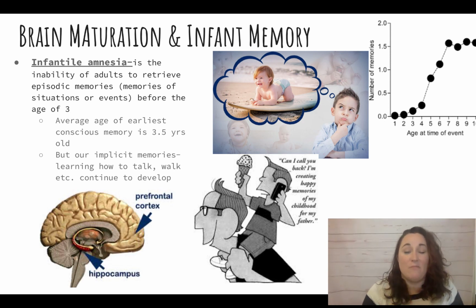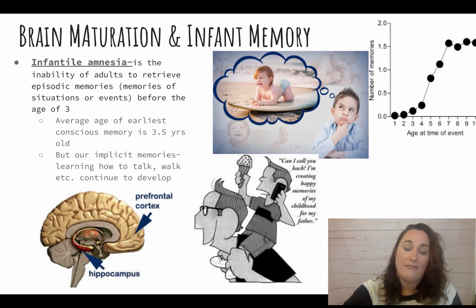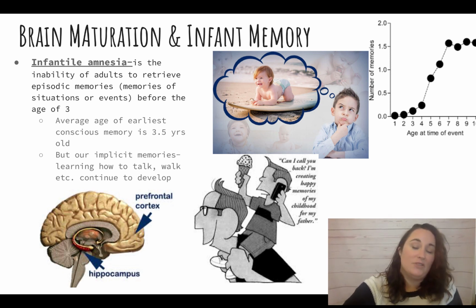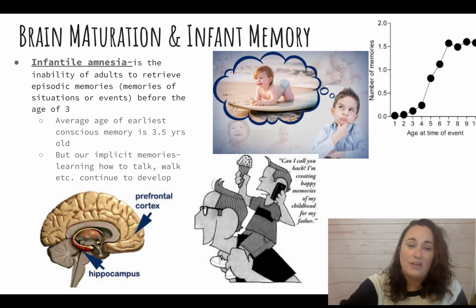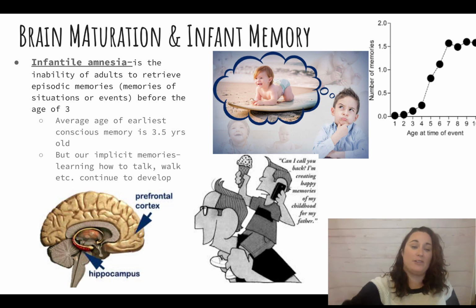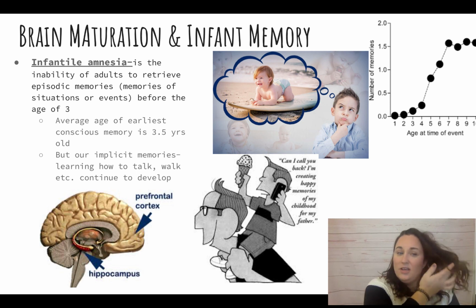So our brains and our memory capacity tend to develop around the same time. If you try to think back, you might have trouble remembering anything that happened to you before the age of 3. You might have been told stories so many times about something that happened to you before you turned 3 that you actually think you have that memory, but it's unlikely that you have that first-hand memory, and more likely that someone's told you the story so many times that you've envisioned it. So infantile amnesia is the inability of adults to retrieve episodic memories before the age of 3.